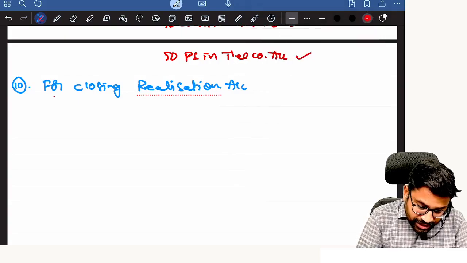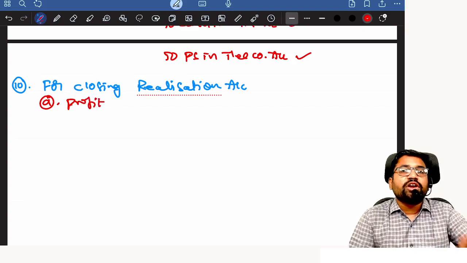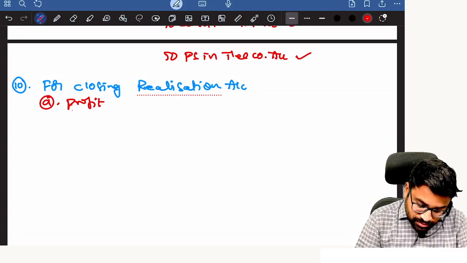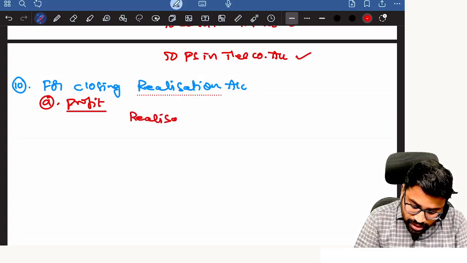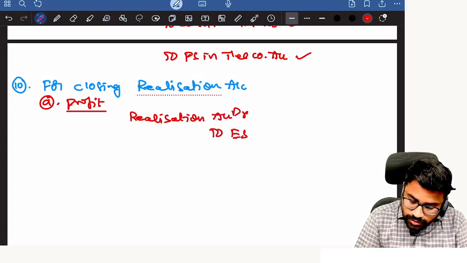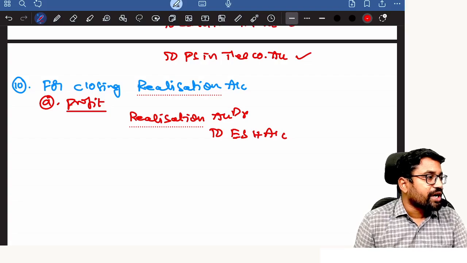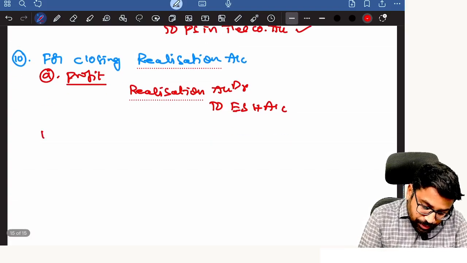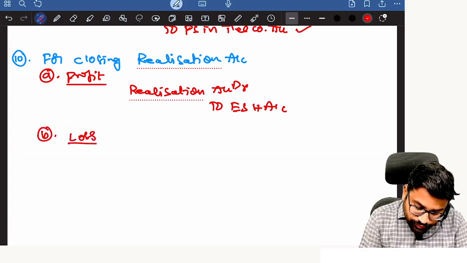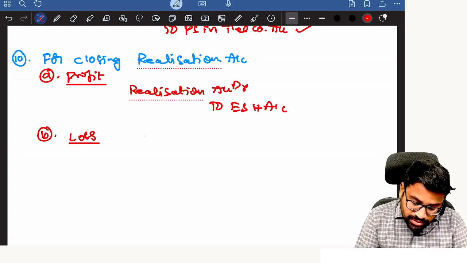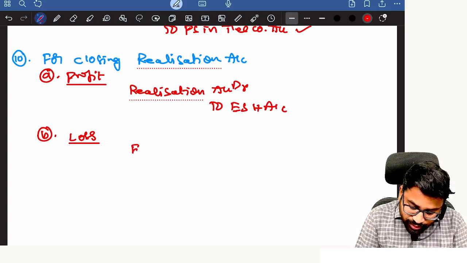On closing realization account, suppose if there is a profit on realization account, that profit will be credited to equity shareholders. So therefore, what is the entry? Realization account debit to equity shareholders. Equity shareholders account will be credited. Profit na, it will be given to equity shareholders. So credit to equity shareholders. Suppose there may be a loss. When you close the realization account, you may end up in loss. When there is a loss, equity shareholders account will be debited to realization account.